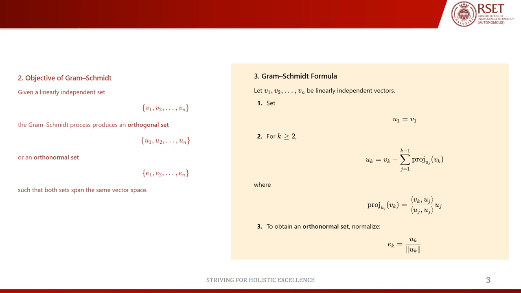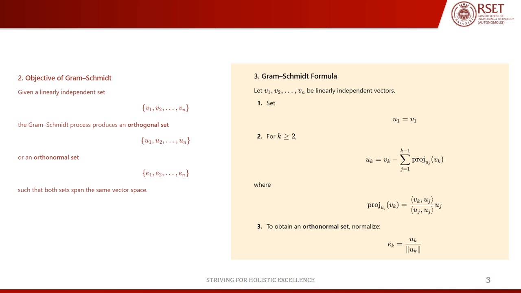So what is the objective of the Gram-Schmidt method? A linearly independent set is given. Think that a set of vectors v1, v2 up to vn is given. By using the Gram-Schmidt process, we convert that to an orthogonal set. We represent the orthogonal set with the letters u1, u2 up to un. Next we can convert that to an orthonormal set also, and we denote the orthonormal set with the letters e1, e2 up to en.